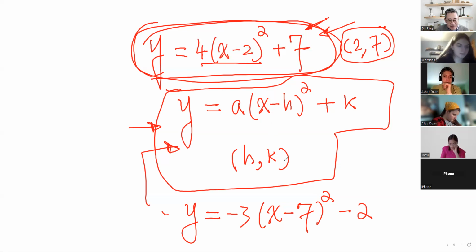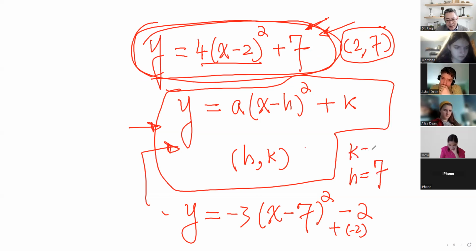So you can see that x minus 7, if we compare with x minus h, then our h is 7. Looking at the k, this is plus k. Minus 2 is plus negative 2. So therefore, our k is negative 2. Then our vertex point will be 7, comma, negative 2. So that will be our vertex point.